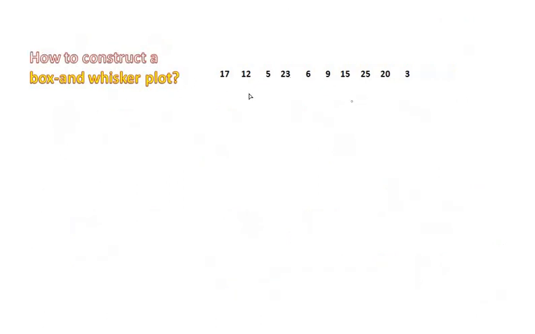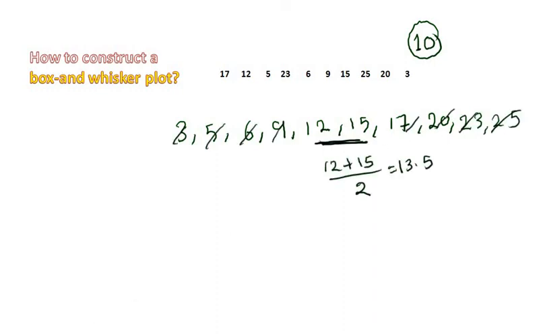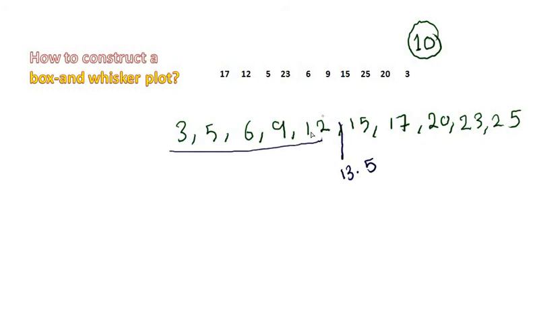Now, this is another case. These are 10 numbers, and this is an even number of values. Again, to find the median, we need to order them. 3, 5, 6, 15, 17, 20, and 25. So the median is 13.5, which is between 12 and 15. Now we need to find the median of this set, which is 6.